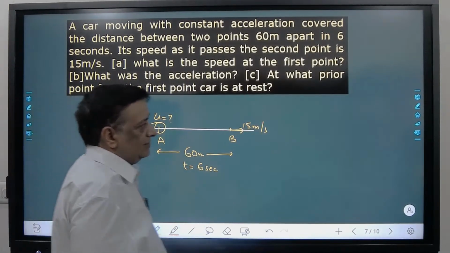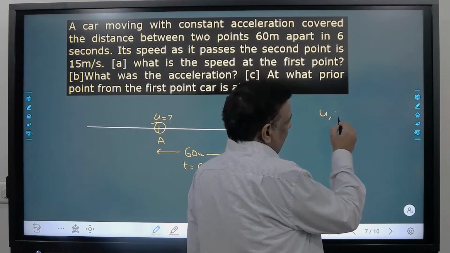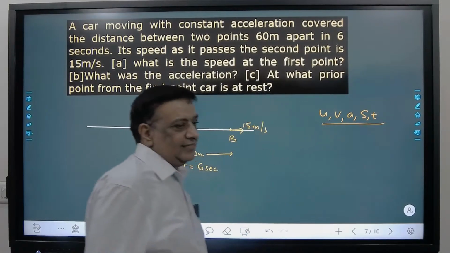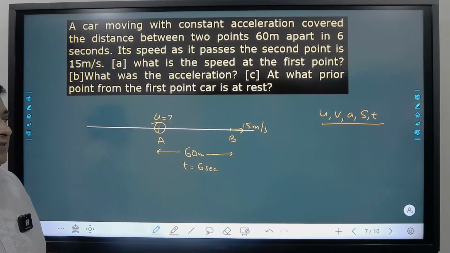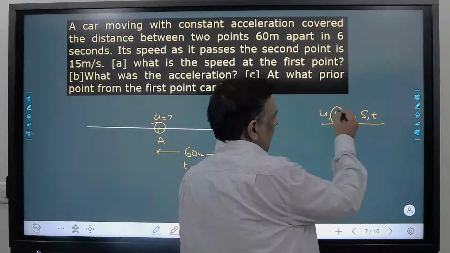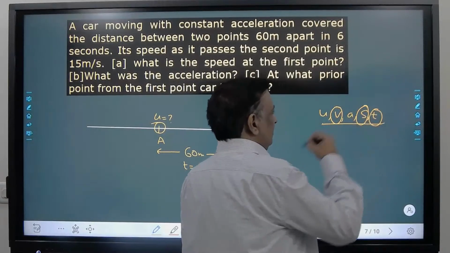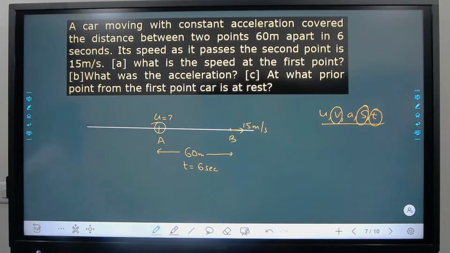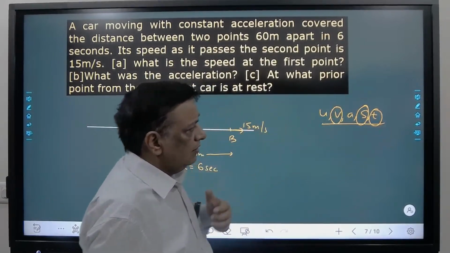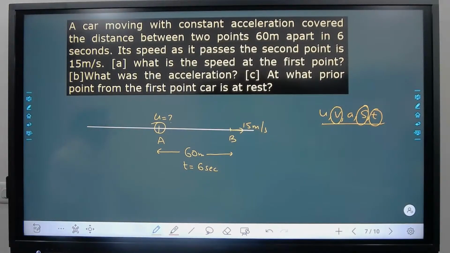Kinematics, when we did in class, I told that there are 5 variables: u, v, a, s and t. Normally 3 variables are given. In this case what is given? We are given the final velocity, we are given the displacement, and we are given the time. So if 3 variables are given, the remaining 2 can always be calculated. So the 3 variables given are v, s and t. We have equations, we have to find u and find a.